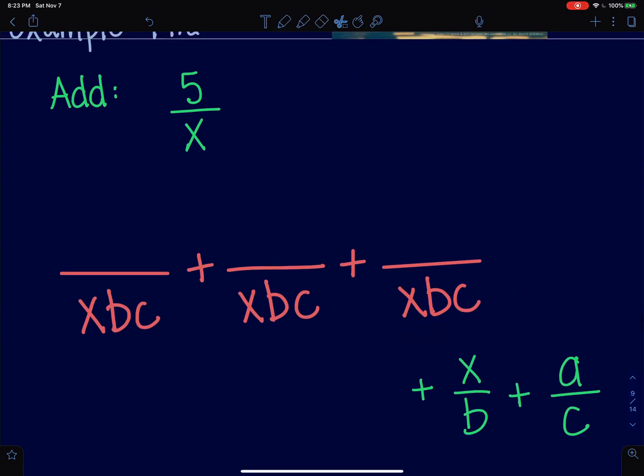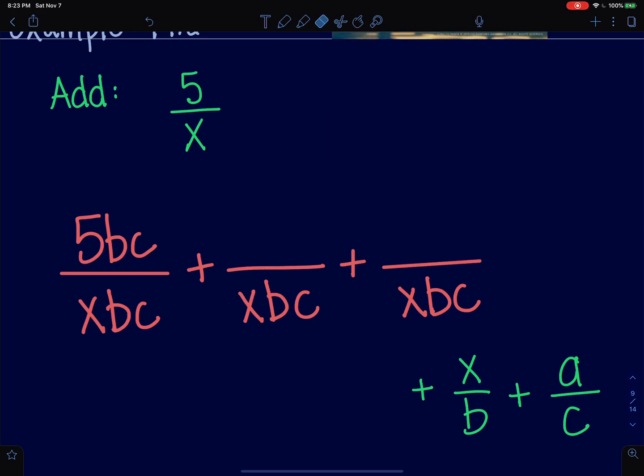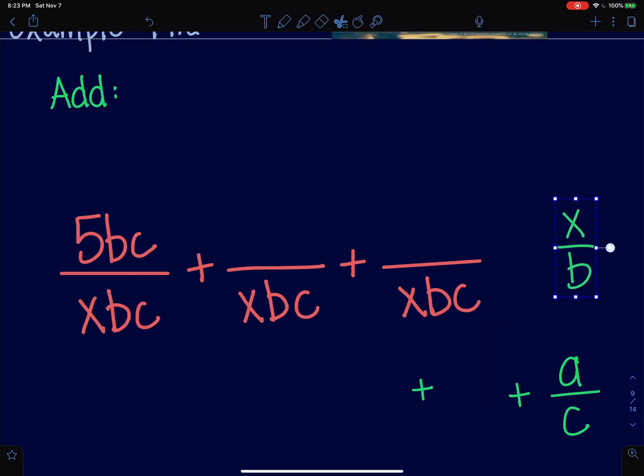All right, let's deal with the first one. What do I have to do to make this XBC? I have to multiply this by BC times BC. So the top has to be multiplied by BC, so the top is going to be 5BC. Okay. Easy peasy lemon squeezy. Now, excuse me, let's do the next one.